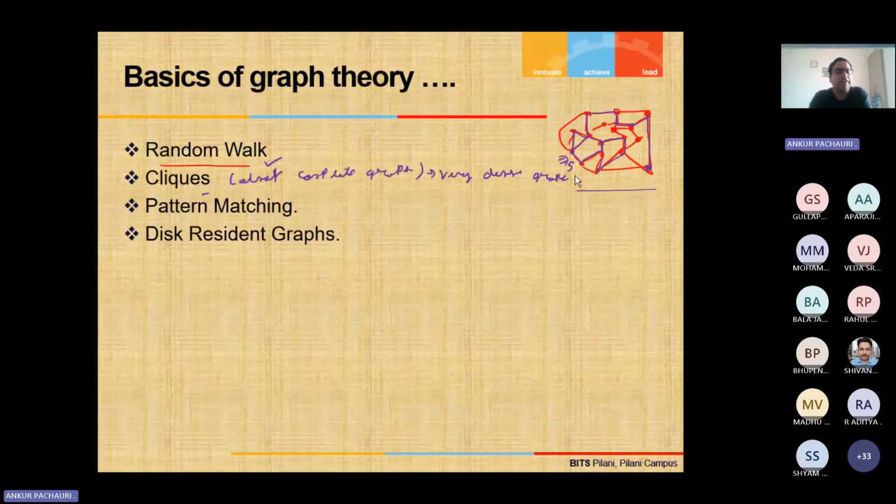Disk resident graph: a graph is said to be disk resident if the graph is very huge, cannot be loaded into the memory, or cannot be processed by the algorithm all at once. So that means it should be worked on in parts, it is executed in part, and the rest of the graph is stored on the hard disk. So those types of graphs are called disk resident graphs.